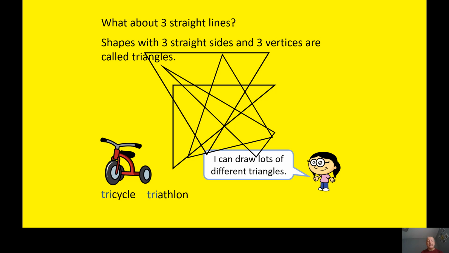And there's another one too. So with 3 lines, you can draw lots of different triangles. They are shapes with 3 straight sides, 3 vertices, and they are called, as you know, triangles. It's interesting, you hear the word tri, like tricycle. The tri means 3. A tricycle has 3 wheels. A triathlon has 3 events.